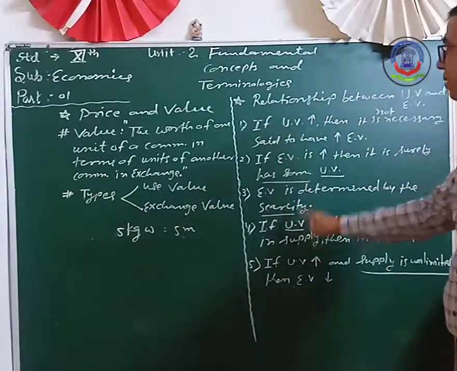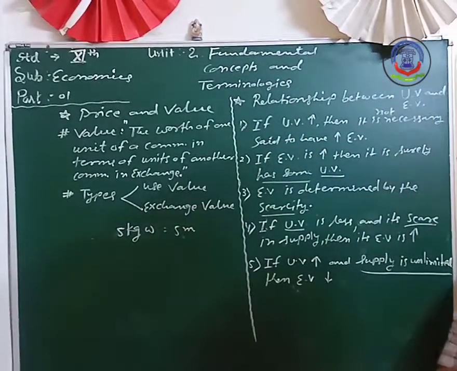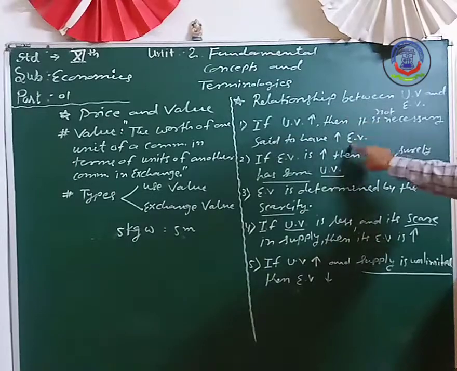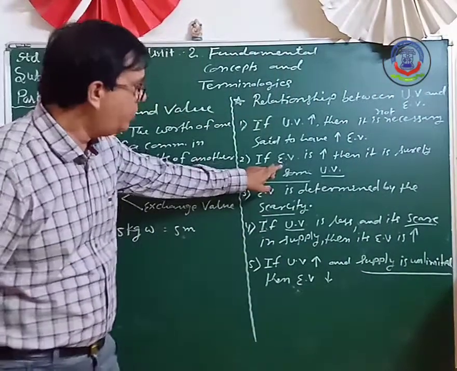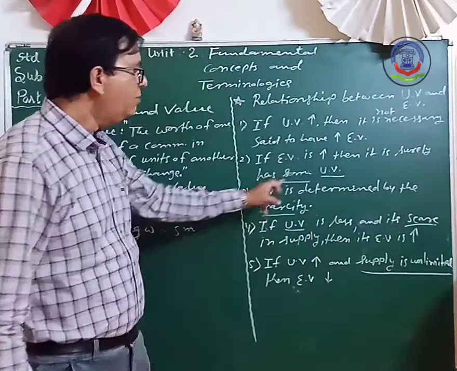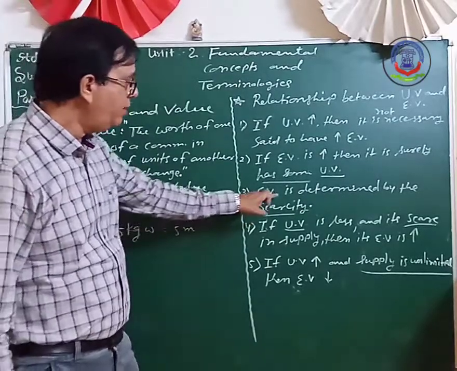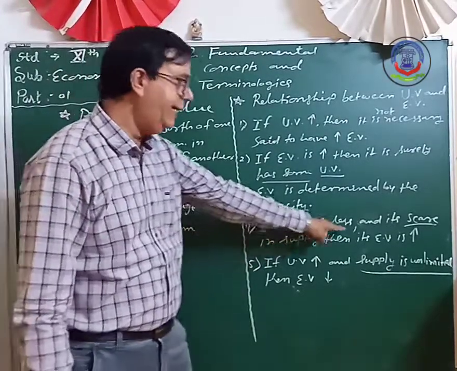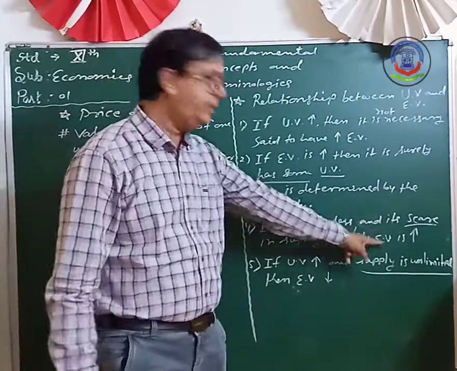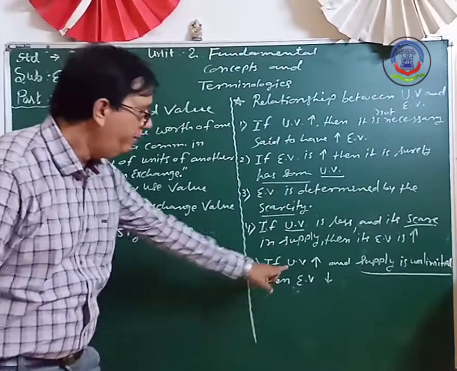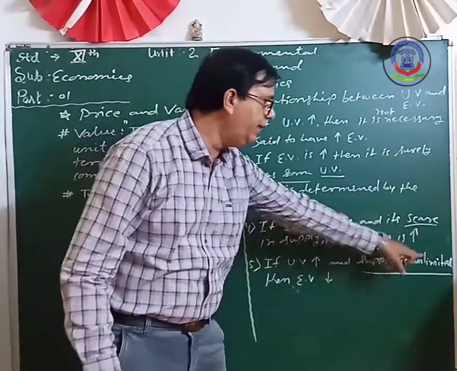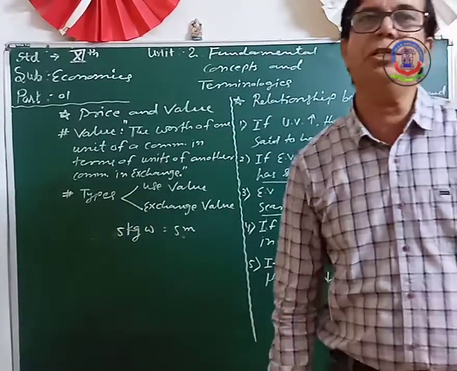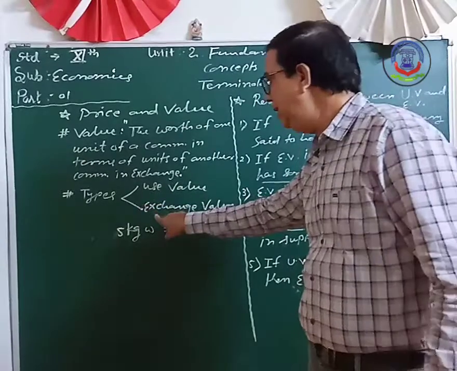So here are the 5 relationships between exchange value and use value. Again, if use value is high, then it is not necessarily true that exchange value is high. Then the second, if exchange value is high, then it surely has some use value. And third, exchange value is determined by scarcity. And the fourth, if use value is less and it's scarce in supply, then its exchange value is high. And fifth, if use value is high and supply is unlimited, then exchange value is less. So these are the relationships between use value and exchange value.